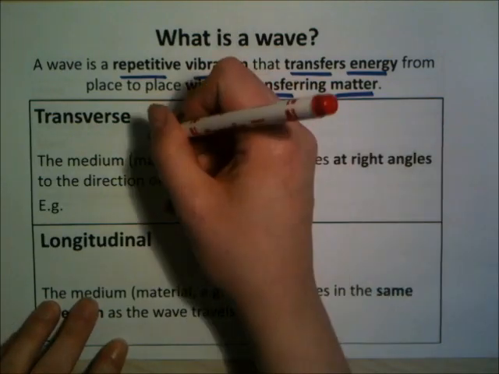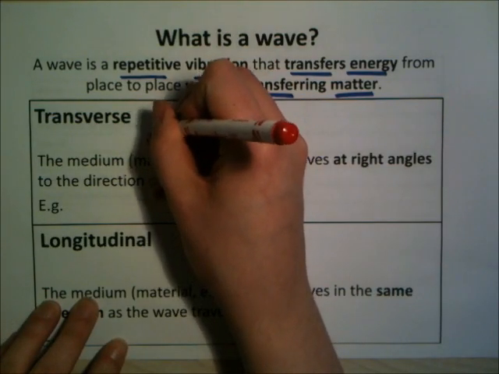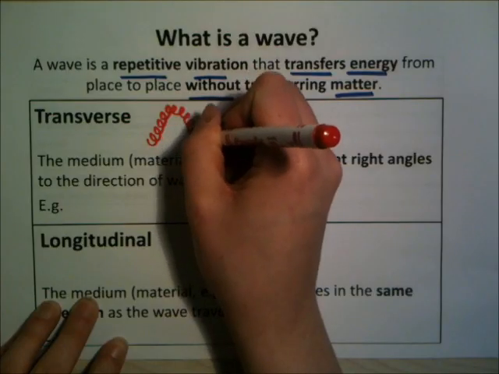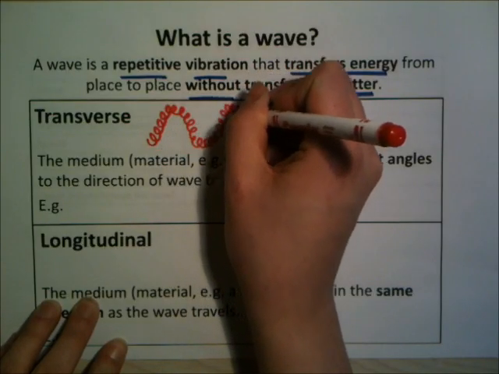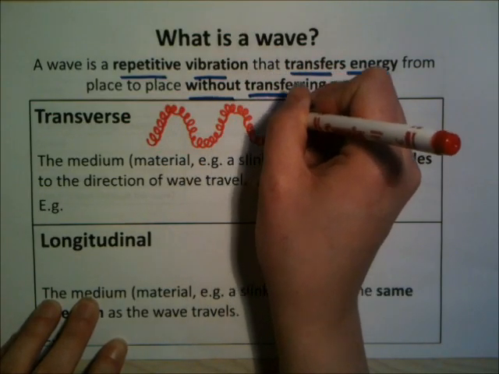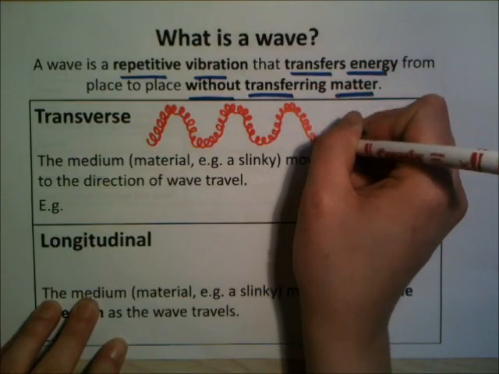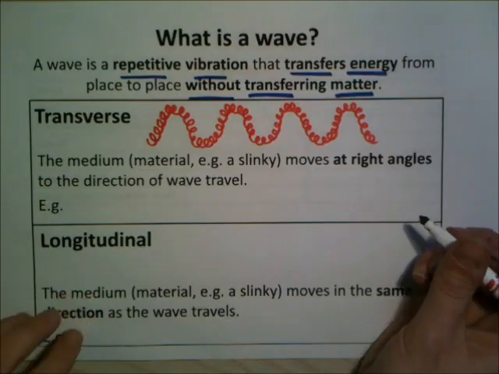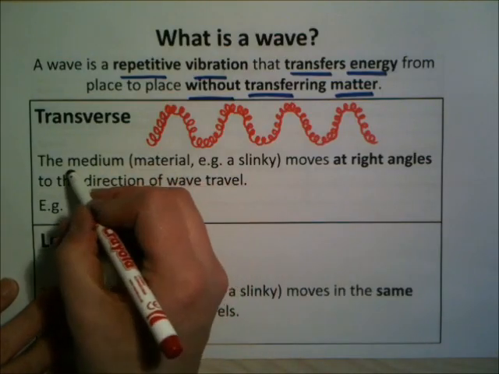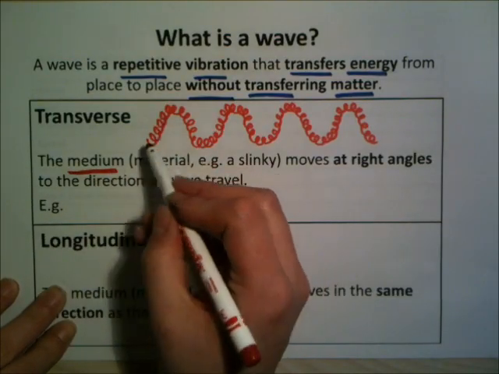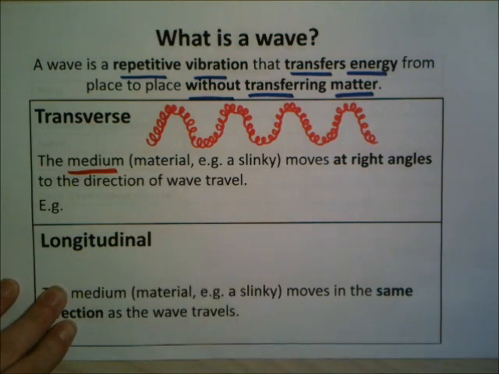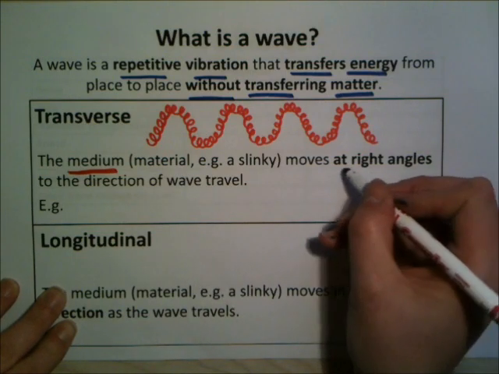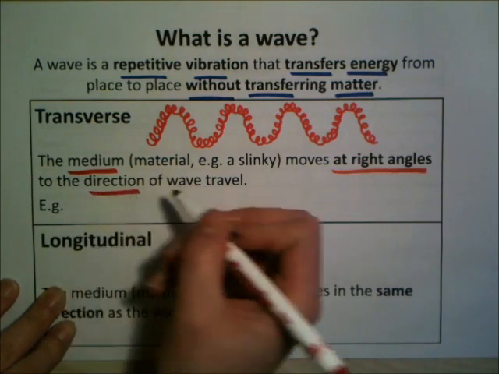So a transverse wave is what you would think of as a normal wave. So it's up and down like this. It looks like a normal wave. Crests and troughs, we'll go on to what they actually are in the next and final video. This is a transverse wave. Now what that means is that the medium, which is the material that it is made of, so the slinky here, or the water, if it's a water wave, moves at right angles to the direction of wave travel.